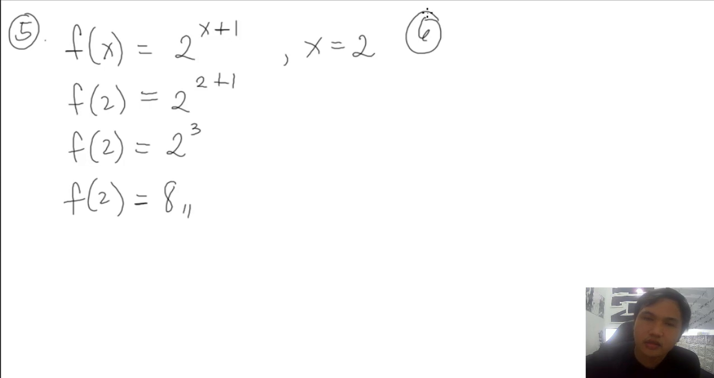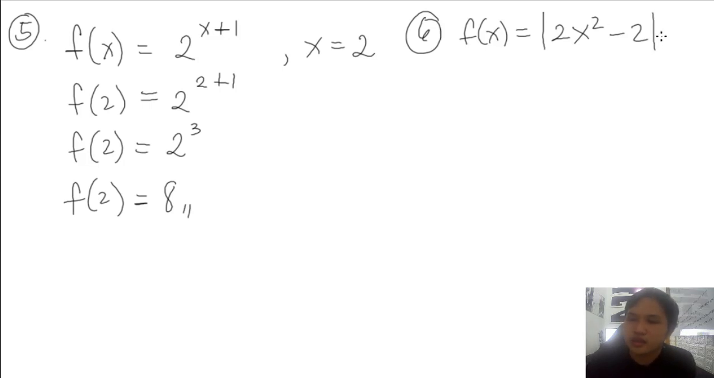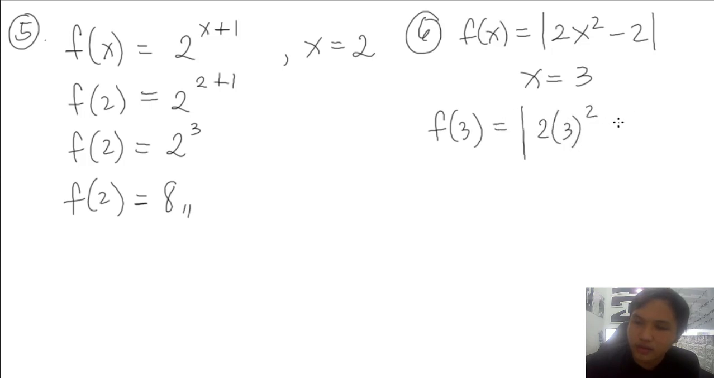Meron din tayong tinatawag na absolute value functions. So, ang result palagi nito is going to be a positive. So, kung yung polynomial function natin, wala siyang absolute value, sa absolute value function, meron lang siyang harang na absolute value. So, for example, f of x equals, instead na polynomial function na 2x squared minus 2, meron lang tayo nilagay na absolute value. And then, we're trying to evaluate this at x equals 3. So, we have f of 3 equals the absolute value of 2 times 3 squared minus 2.